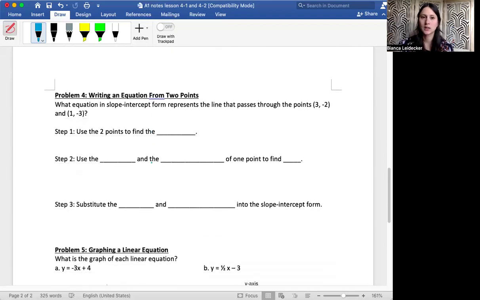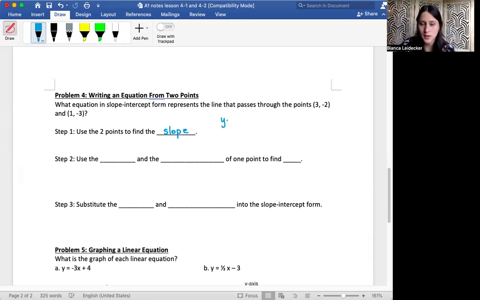Coming down, we're going to talk about finding the equation when you have 2 points given to you. What equation in slope-intercept form represents the line that passes through the points 3, -2, and 1, -3? So first of all, we need to use the 2 points to find the slope. Every equation has a slope. When you have 2 points, you can always find the slope because you can just find how the movement between the two looks. And so how do I find the slope?